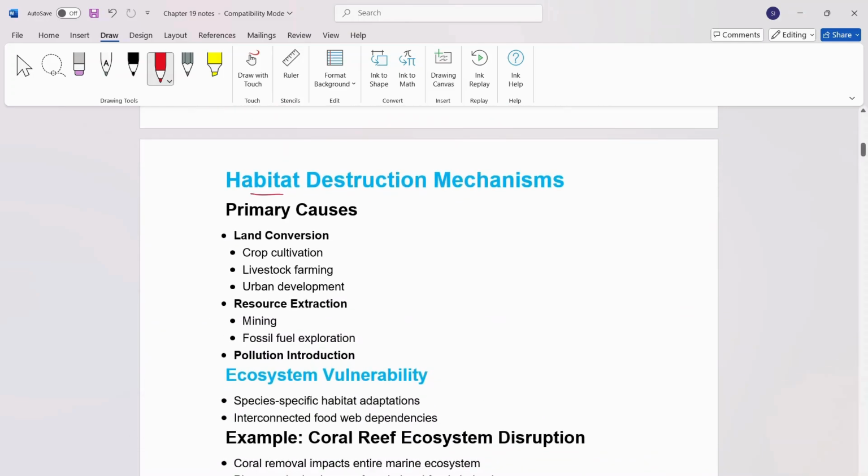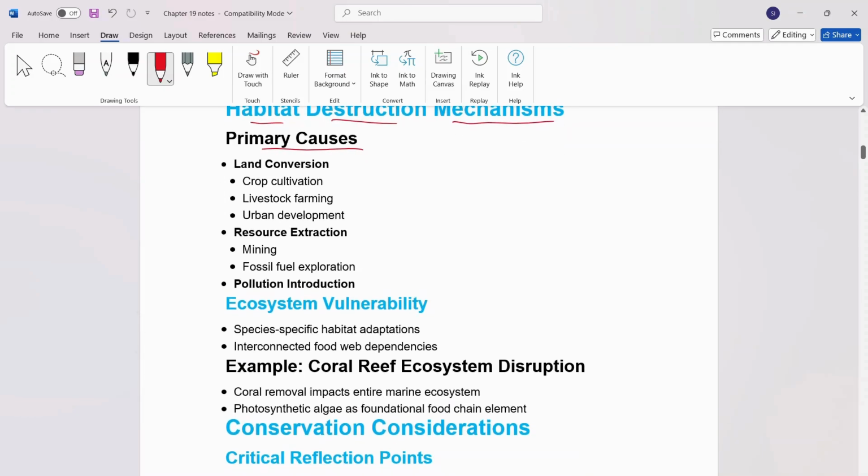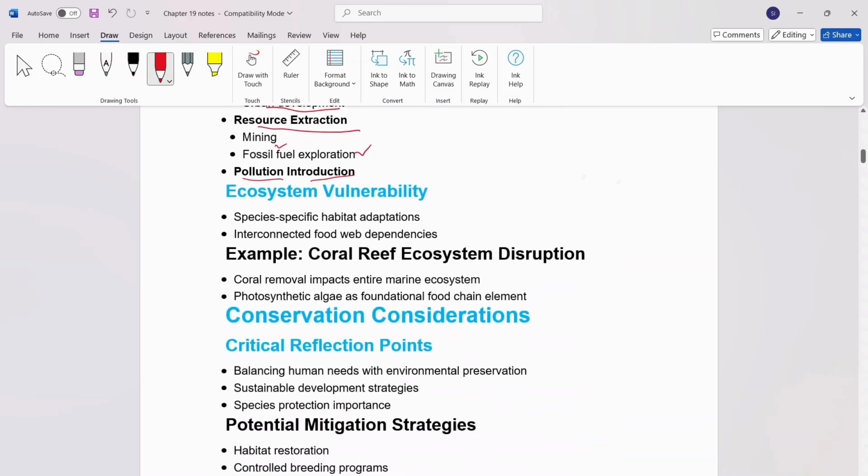Okay, now let's talk about habitat destruction mechanism. Primary causes of habitat destruction include land conversion, crop cultivation, livestock farming, urban development. This all comes under land conversion. Second reason is resource extraction, which includes mining and fossil fuel exploration. And the third reason is pollution, introducing pollution into the environment.